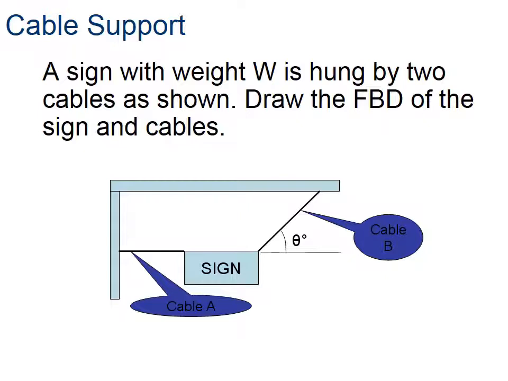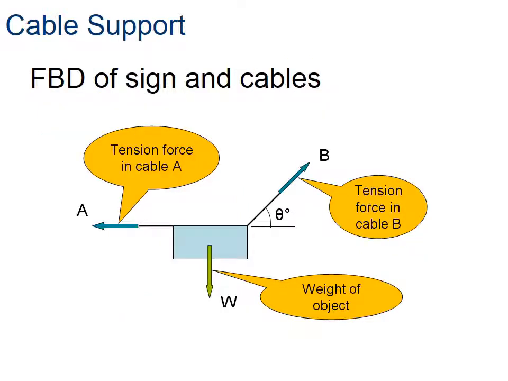Same thing if you have another example, which would be a sign. A sign would typically have a cable or something else. Maybe it has some sort of bracket. But the bottom line is what that is going to look like is this. So you have the weight of that sign, a horizontal cable, and then another cable going up at an angle. And if it doesn't coincide with the y-axis like the weight, or the x-axis, you have to define what that angle is.